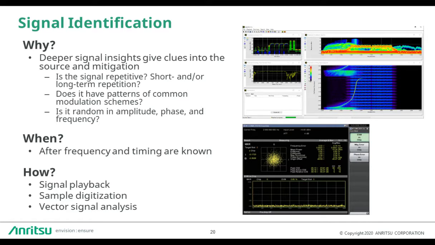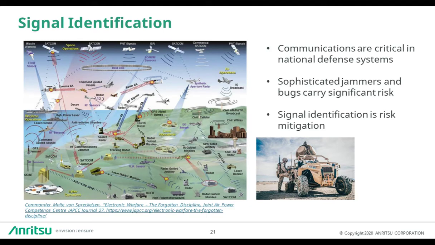This is typically done after the frequency and timing are known. So you've basically identified that at such and such frequency, you have seen this interferer, and now you need to go and capture it, and then you can do some post-processing. It's typically done with signal playback, sample digitization, and vector signal analysis. So again, why is it important to do signal ID?